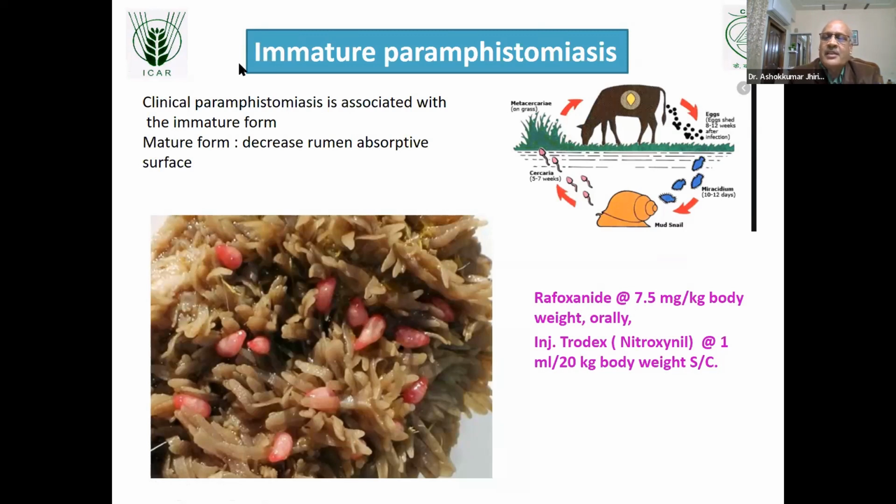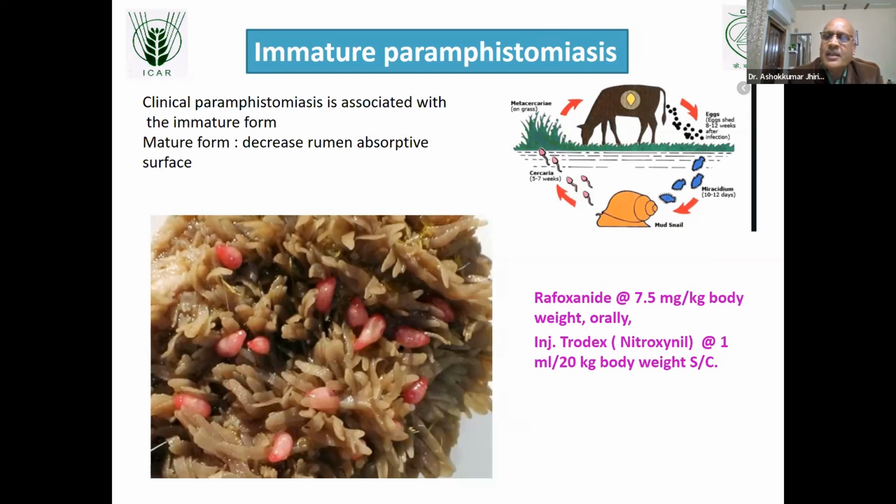So during this stage, there is clinical diarrhea. Again, this depends upon the load of the infection. There may be a very acute diarrhea, there may be a mild problem, but ultimately during the course of the life cycle, these paramphistomes reach from the intestine to the rumen. And in the rumen, if you see these figures, you will find a lot of mature parasites attaching to the ruminal epithelium.